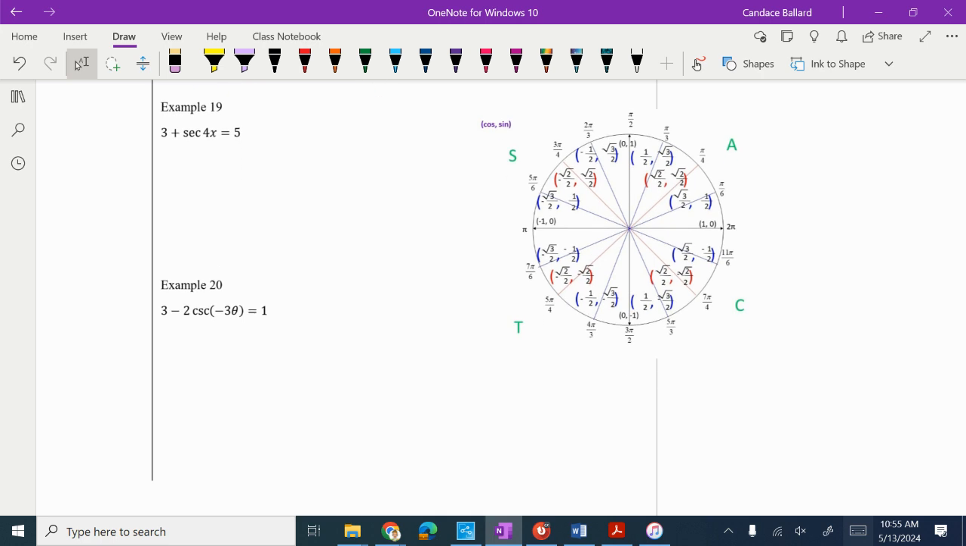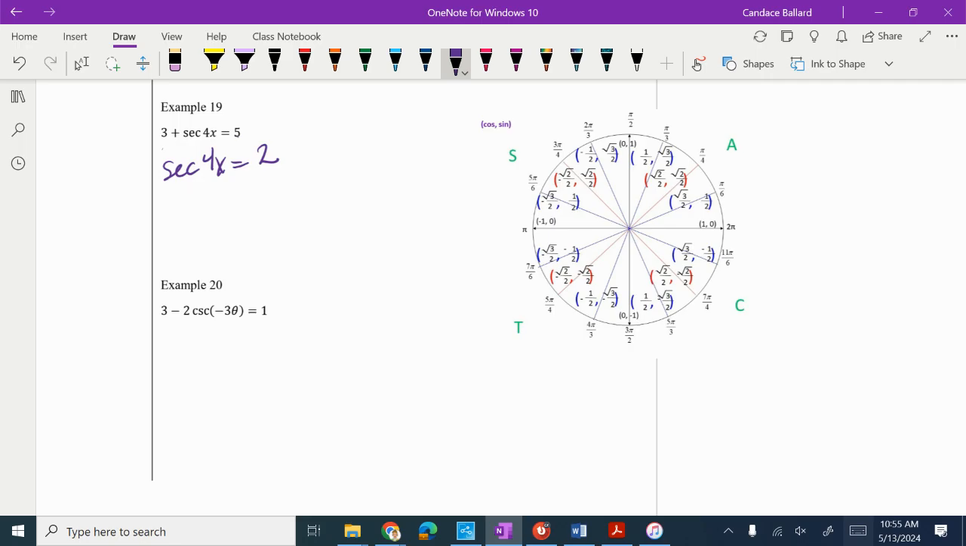So now we're moving into the world of secant and cosecant, which we know they're kind of like sine and cosine. If we had to pick ones that weren't sine and cosine, these are the ones we would probably ask for. Okay. All right. What am I going to do with that 3? Subtract it. So secant of 4x, what's 5 minus 3? 2.